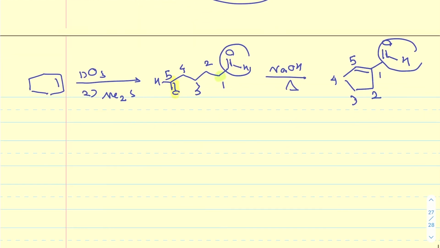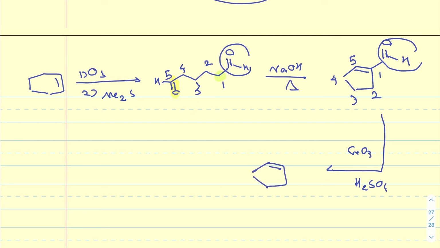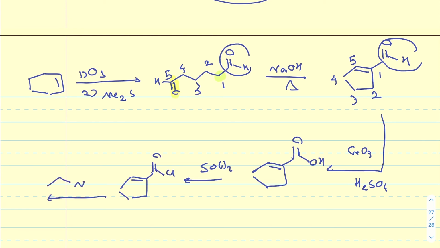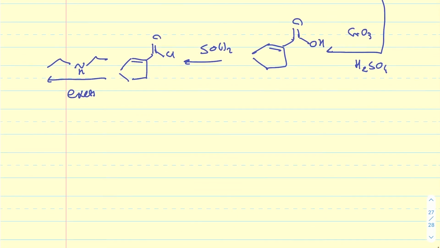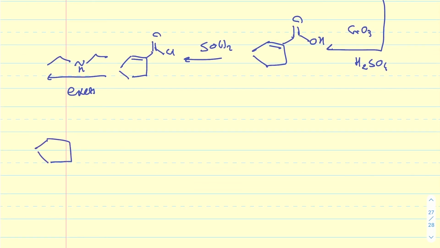Now, all I have to do is to oxidize this using perhaps the Jones oxidant to the corresponding carboxylic acid. So this probably was a good strategy after all. Reacted with SOCl2, create the corresponding acid chloride, and then once I have the acid chloride, all I have to do is to react it with an excess amount of the amine to create the desired product.